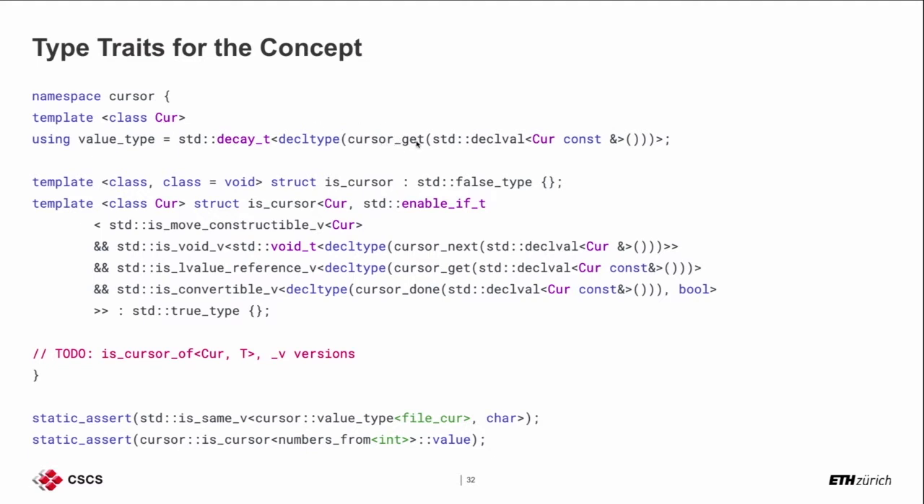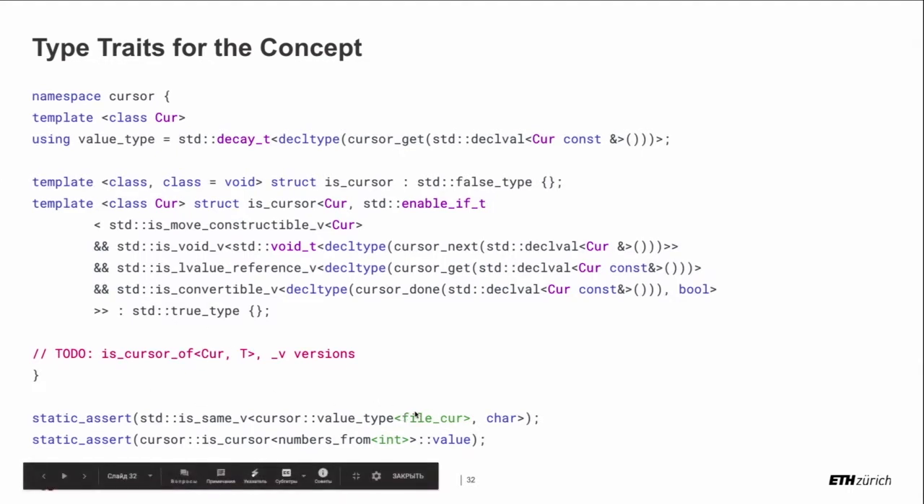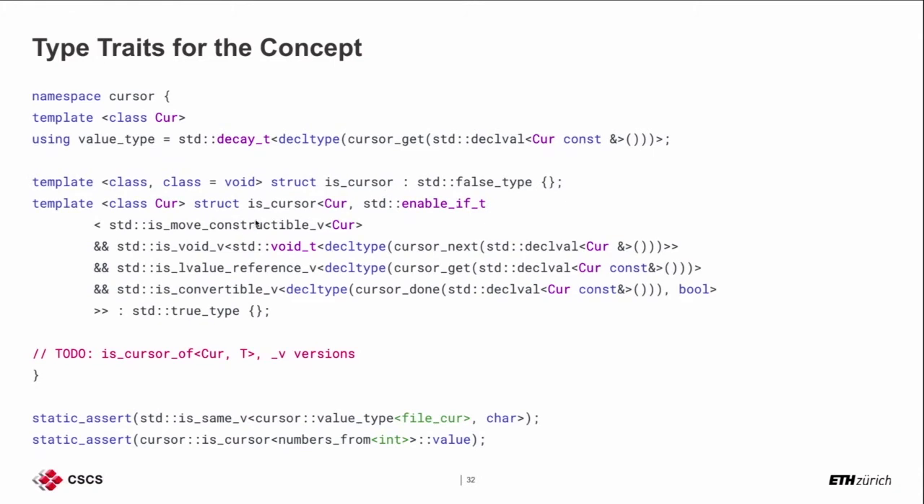It will figure out the type that cursor get returns and do decay. For example, we can figure out that the value type of the file cursor that was defined before is a char. And now we can do the big stuff. We can define the is cursor predicate.